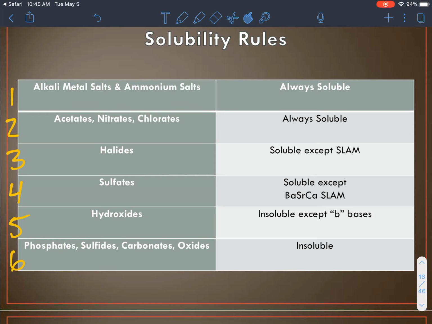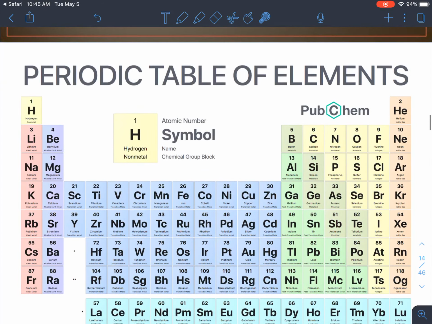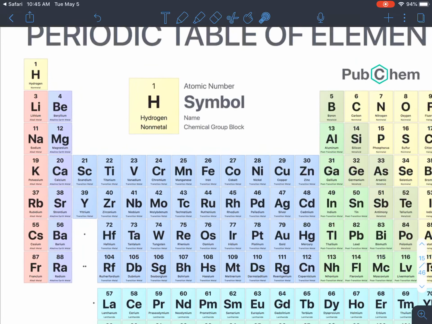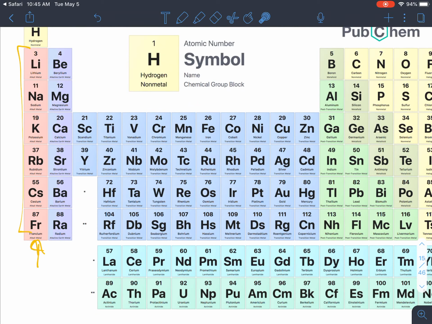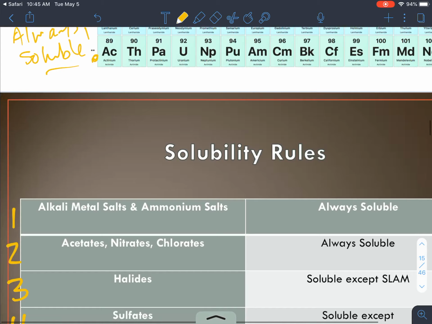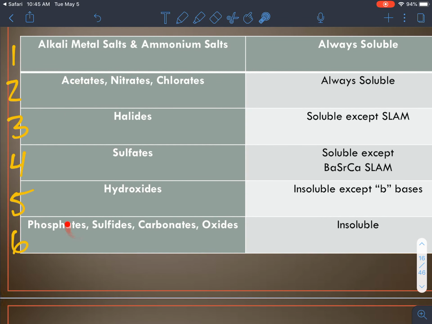It says alkali metals and ammonium salts are always soluble. So if something has an alkali metal or it's an ammonium, then it's always soluble. So let's think about what an alkali metal is again, and here's where the periodic table is going to come in very handy. Your alkali metals are column number 1 on the periodic table. Any of these elements, if they're in the compound, it is always soluble. No matter what. It trumps the rest of the rules. Nothing else matters. If something has an alkali metal, it is soluble.